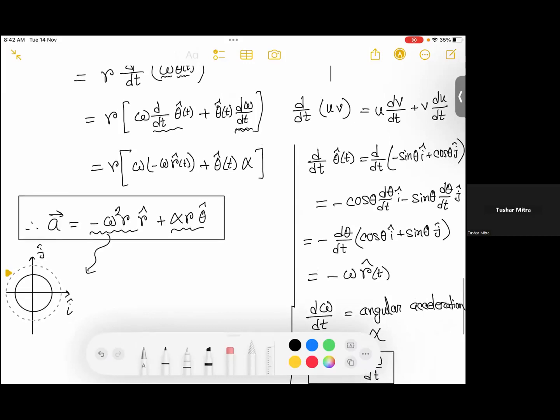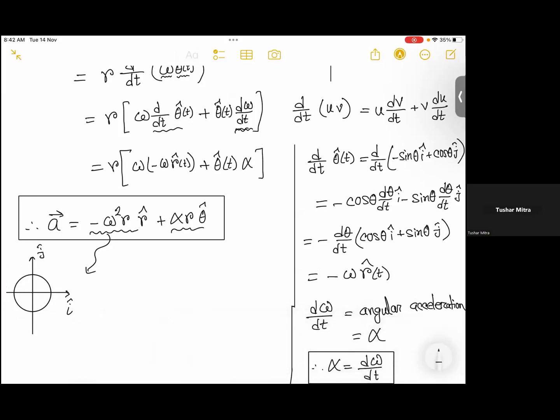So the hats always define the direction, right? In this particular case, the r hat is defining the direction, but it's not just r hat, it's minus r hat. So if your unit vector is out of the circle, if this is r hat, what should be the direction of minus r hat? Opposite direction, inside the circle. This is the direction of minus r hat.